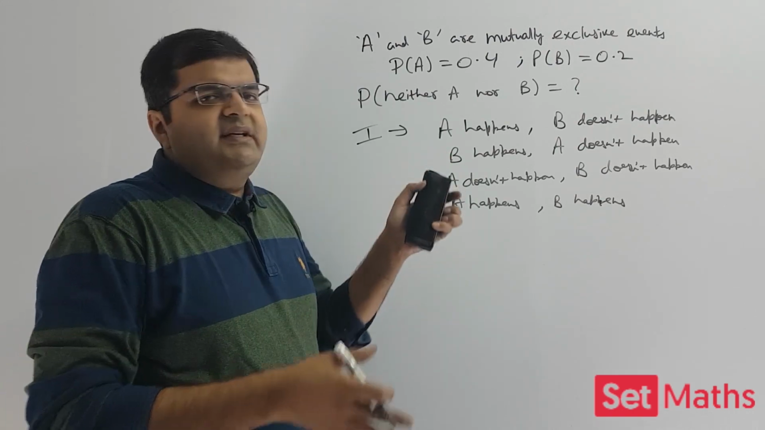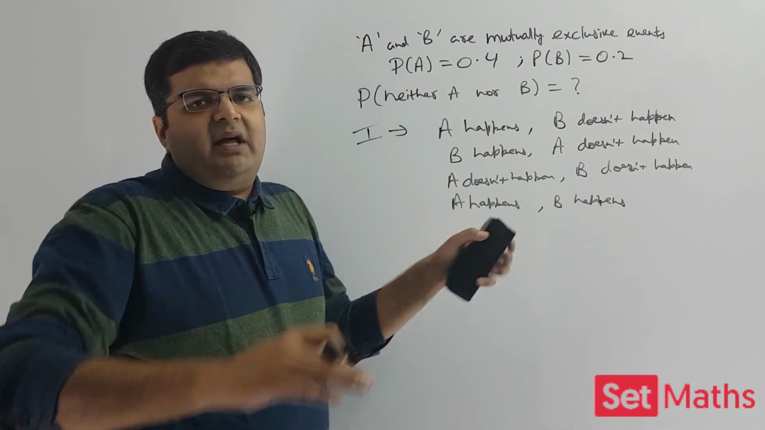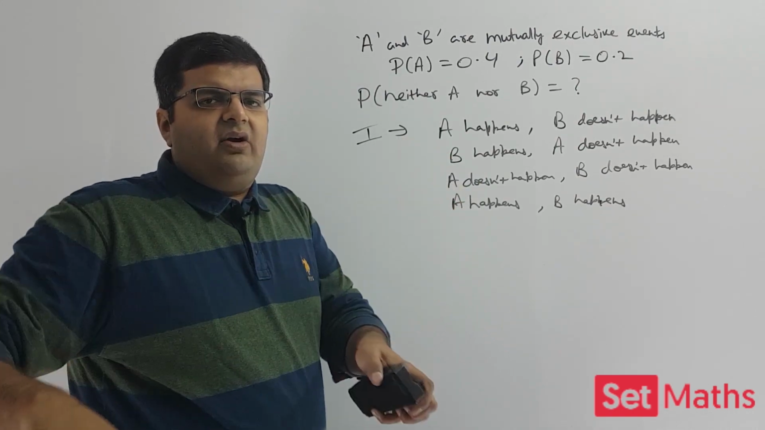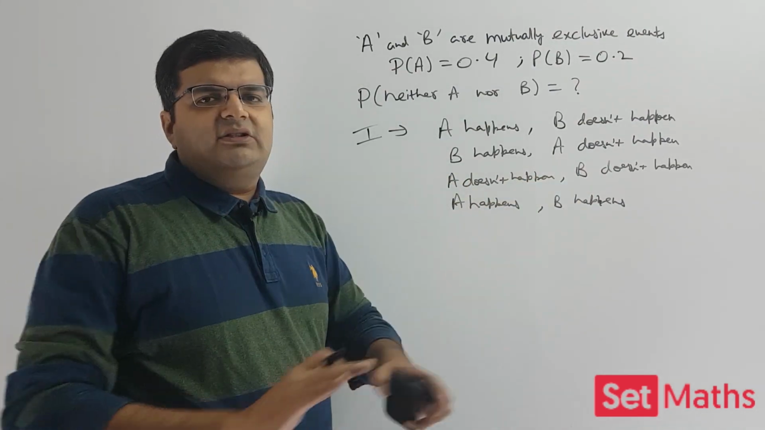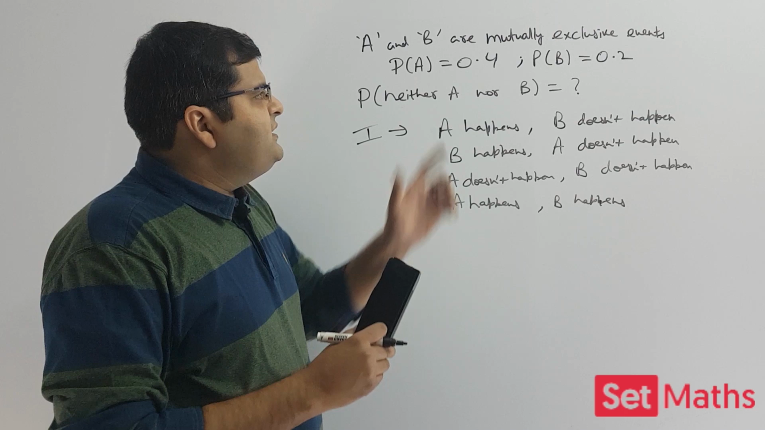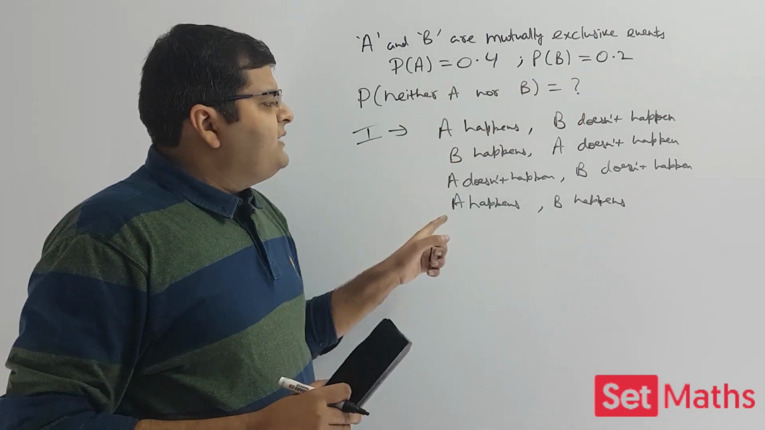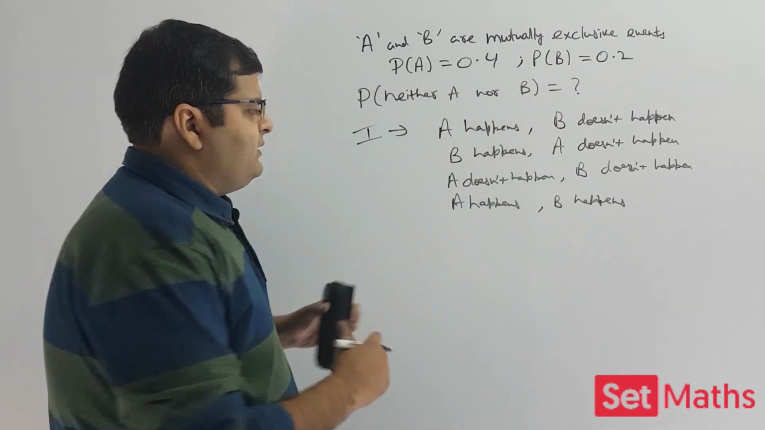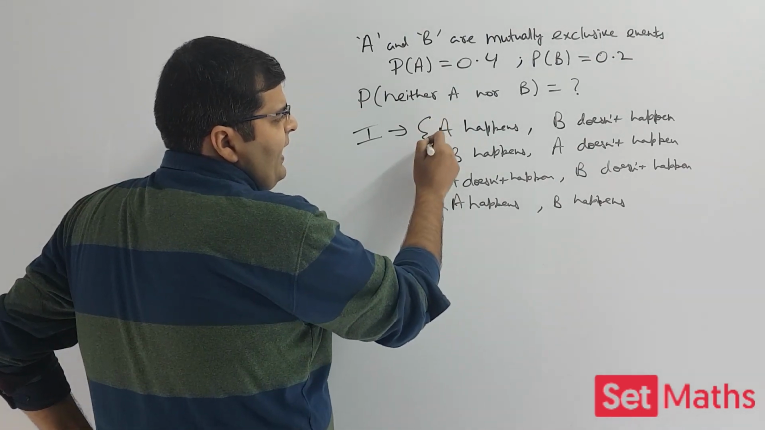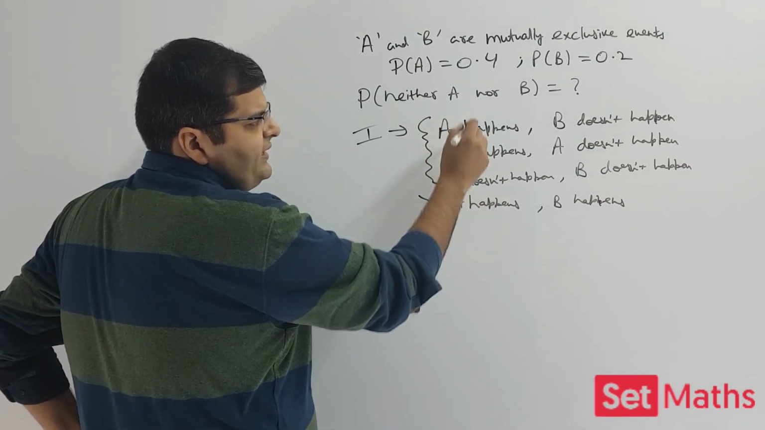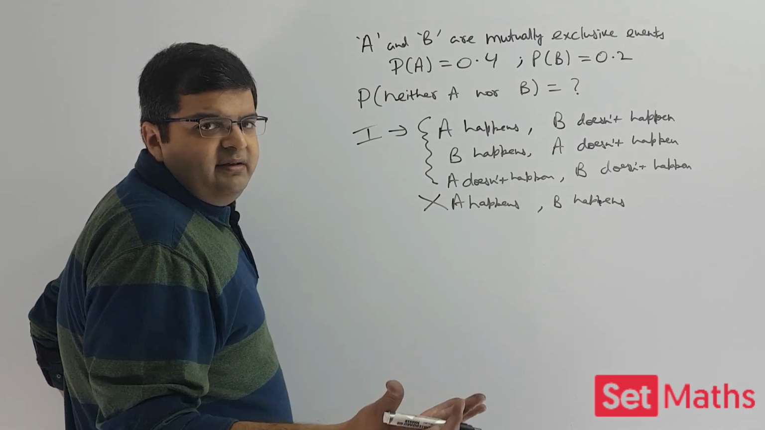So the first situation is that event A is happening, B is not happening. The second is B happening, A not happening. Third is both of them don't happen, and fourth is both of them happen. Now these are mutually exclusive events, so that means both of them cannot happen together. That means this goes out. Okay, that means if I add the probability of each of these cases, that should be equal to 1.